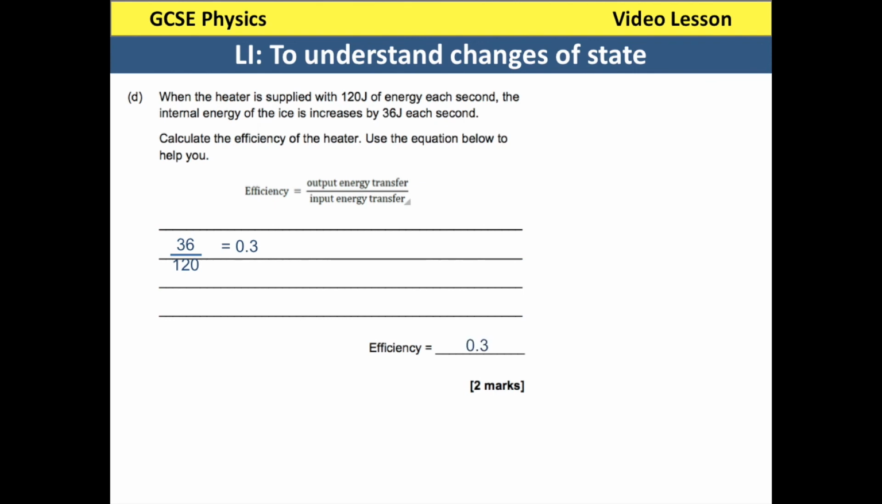The examiner would accept you to convert that to a percentage if you wanted to, which would be 30%. If you've included a unit on the efficiency line, though, you would lose a mark because efficiency does not have a unit.